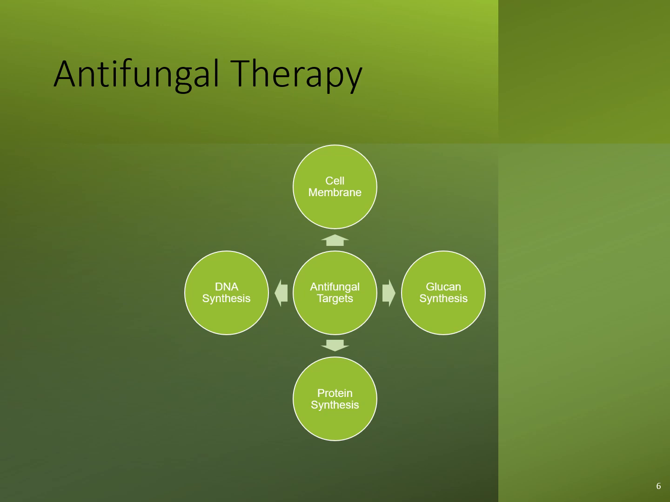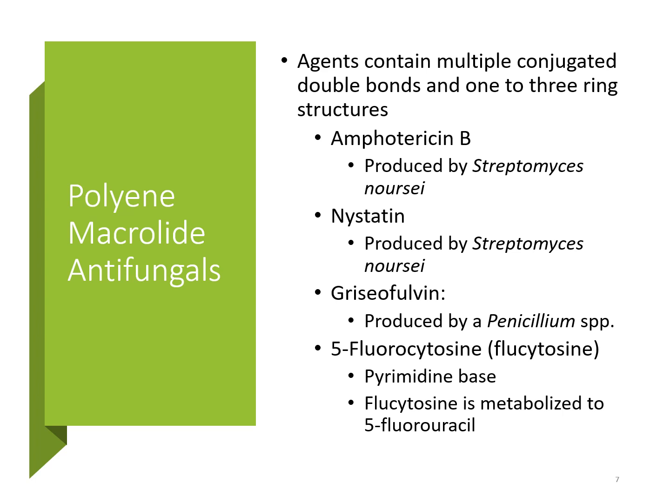So with your antifungal therapy, what these antifungals target is the cell membrane, or DNA synthesis, or protein synthesis, or glucan synthesis. Depending on the particular antifungal depends on how it affects the particular organism itself. First we have the polyenes and macrolides. We have amphotericin B, which is produced by Streptomyces. We have nystatin, which is produced by Streptomyces. And we have griseofulvin, which is produced by Penicillium species.